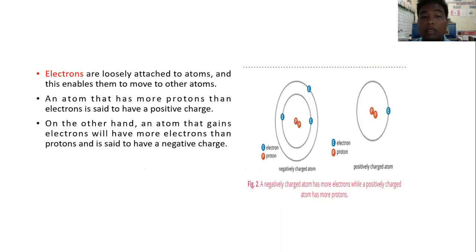Okay, electrons are loosely attached to atoms, and this enables them to move to other atoms. So electrons are loosely attached to atoms, and that enables them to move to other atoms. An atom that has more protons than electrons is said to have a positive charge. On the other hand, an atom that gains electrons will have more electrons than protons and is said to have a negative charge. So it's like the batteries.